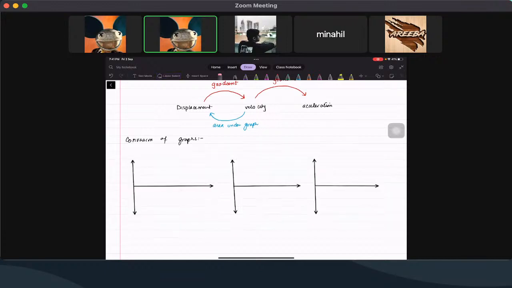Okay, let me just try it. Displacement in meters, time in seconds; velocity in meters per second, time in seconds; acceleration in meters per second squared, and time in seconds. Okay, so I just want these graphs.